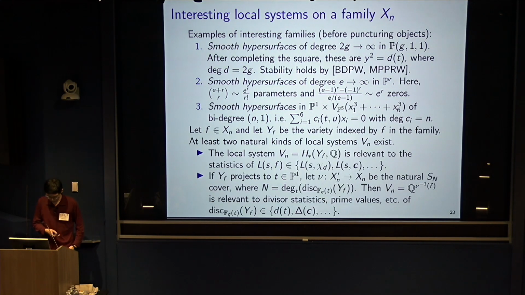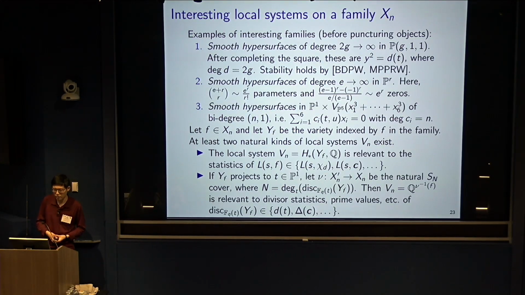So what are the local systems that are relevant? There are two natural kinds, both of which appeared in this talk already. We have these families of varieties, Y_f, say, and then there are two kinds. One local system you could look at is the homology of the varieties Y_f. For example, H^1 of the hyperelliptic curves will correspond to the quadratic Dirichlet L-functions. Similarly, you can get the L-functions for the varieties that I started the talk with.